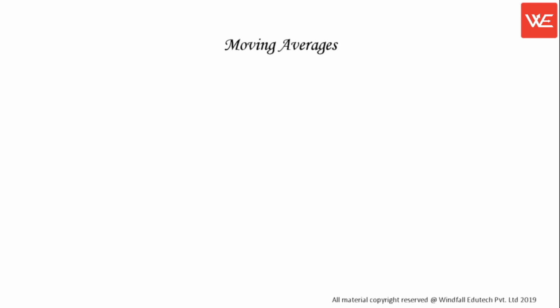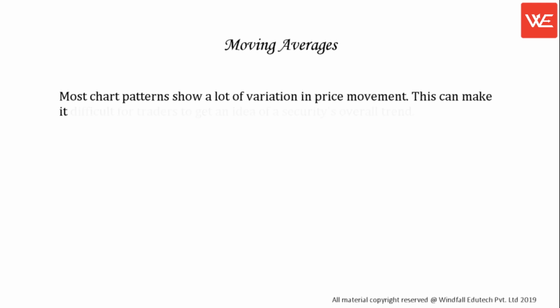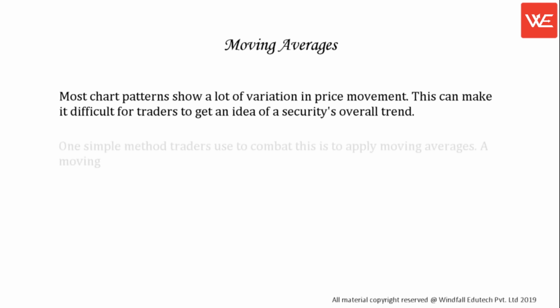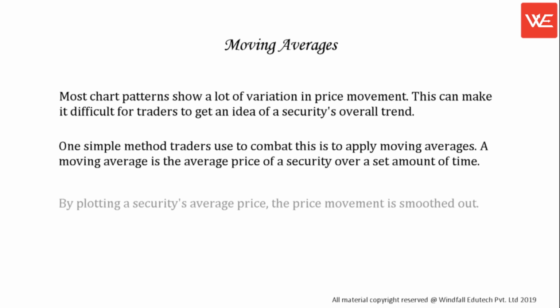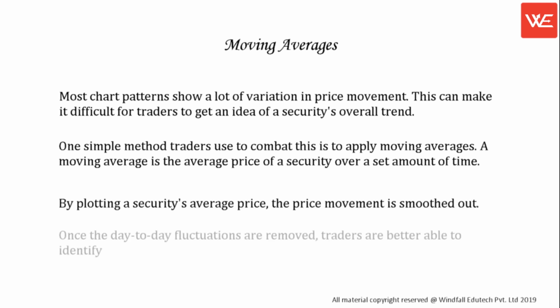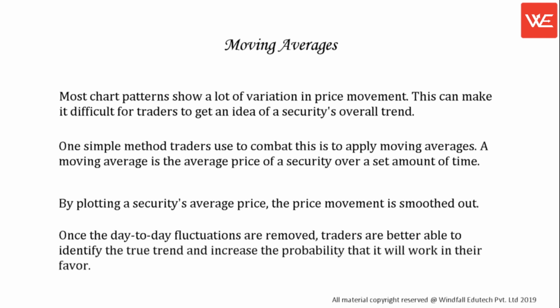Moving averages. Most chart patterns show a lot of variation in price movement. This can make it difficult for traders to get an idea of a security's overall trend. One simple method traders use to combat this is to apply moving averages. A moving average is the average price of a security over a set amount of time. By plotting a security's average price, the price movement is smoothed out. Once the day-to-day fluctuations are removed, traders are better able to identify the true trend and increase the probability that it will work in their favor.